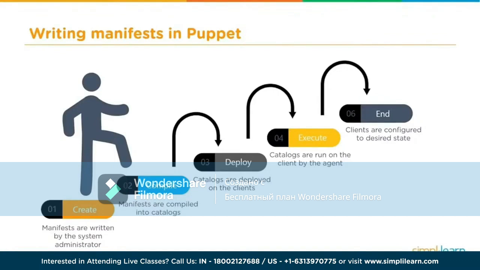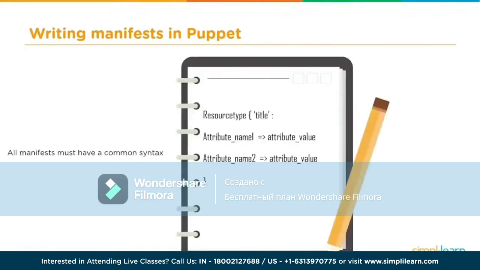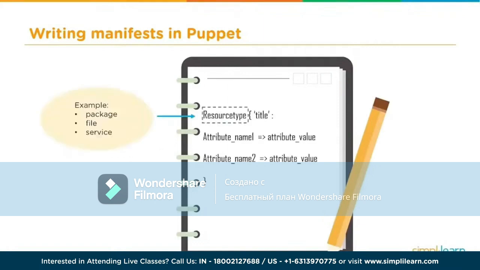And then 5. End. Clients are configured to a specific and desired state. If we actually look into how a manifest is written, it's written with a very common syntax. If you've done any work with Ruby or really configuration of systems in the past, this may look very familiar to you. So we break out the work that we have here.